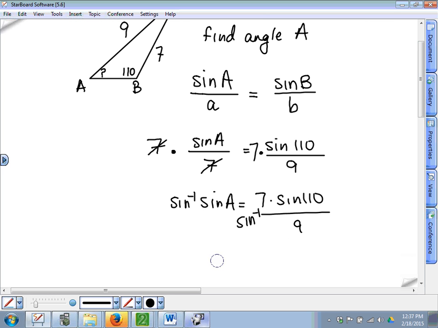Just get rid of the inverse. That's it. The inverse gets rid of the sine on the left side. Just get rid of the sine on the right side too. Well, no, because the 7 is in the way. Now you're punching.